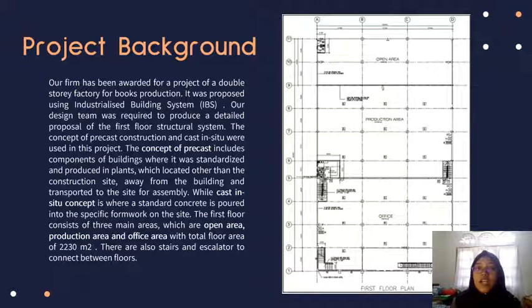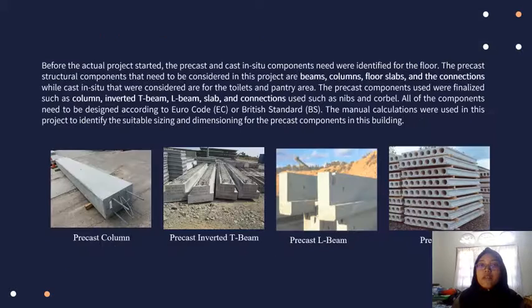The concept of precast is that the components were made other than the final location, and the cast in situ concept is that the concrete was poured on site. The first floor consists of three main areas, which are open area, production area and also office area. There are also stairs and the escalator. Before the actual project started, the precast and cast in situ components need to be identified for the floor.